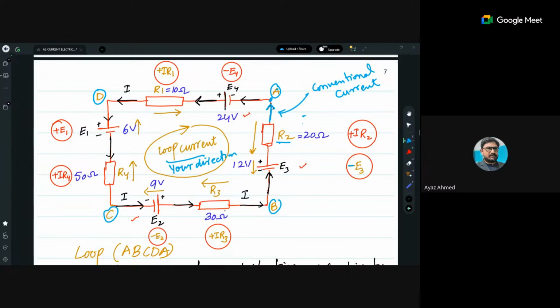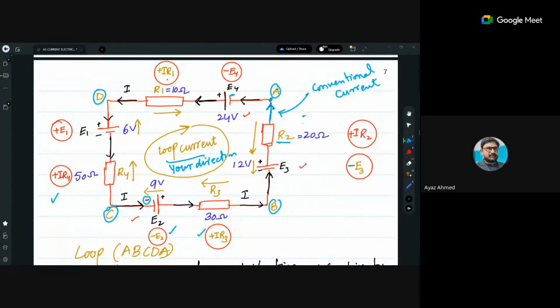So the load is R3, and again the direction, the golden arrow and black arrow, they are opposite, so you have taken it positive. I3 R3 positive. Then you are leaving the negative terminal of E2, so E2 is taken as negative. Then your R4 is again in the opposite direction, so it would be positive. Then you are leaving the positive terminal of the battery, so it is 6 volt positive, and again opposite, so it is positive IR, and leaving the negative terminal of the battery, so it is minus E4.